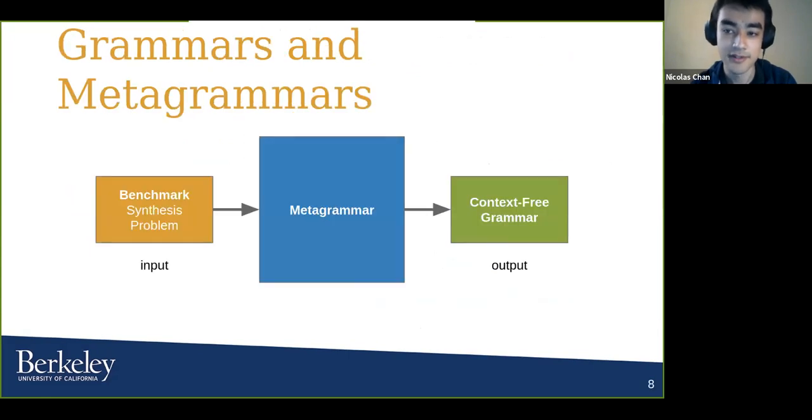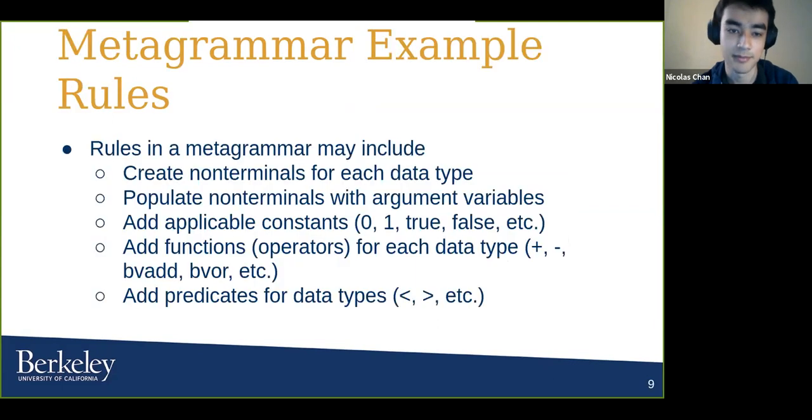So a metagrammar is really a function. It takes a benchmark, and it can look at not just the particular attributes of the function, but the entire benchmark. It can look at the benchmark as an input, and then its output is a context-free grammar. So what are some things that might be in the metagrammar? The metagrammar has a set of rules, and these rules can be very general because you can look at the entire benchmark when coming up with the grammar to insert for your search.